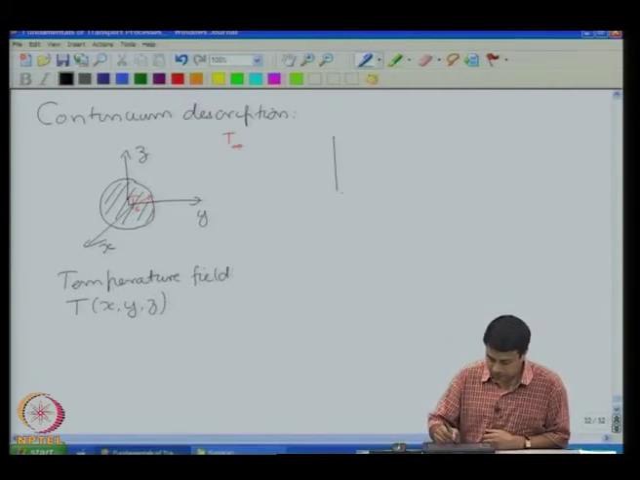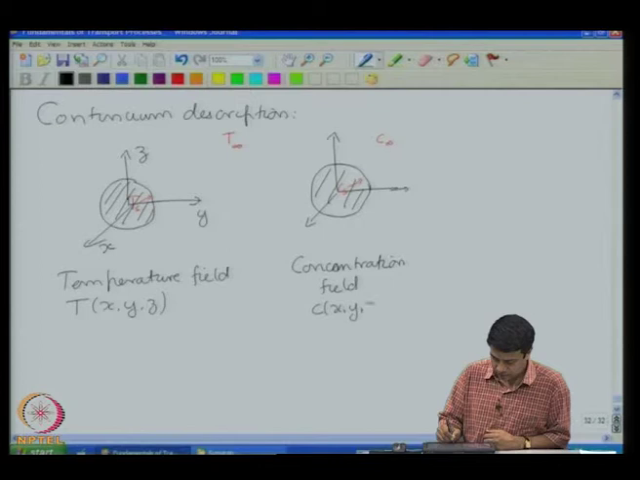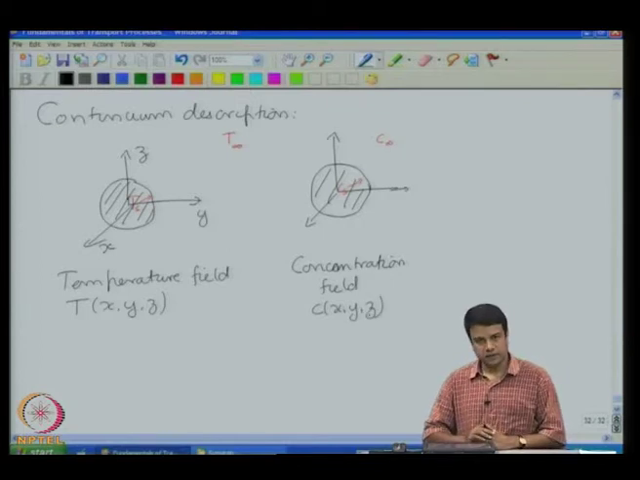Similarly, if I were doing a mass diffusion problem, I will have a similar situation, except that at the surface I will have some surface concentration, and far away I will have concentration C infinity. Okay. But once again I would define a concentration field. Okay, C of x, y and z.